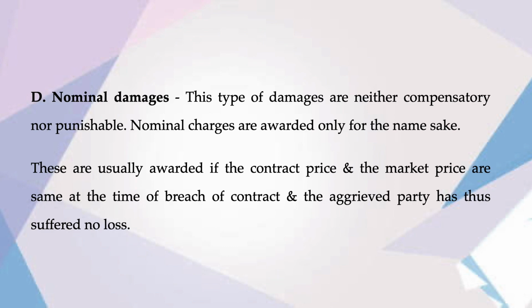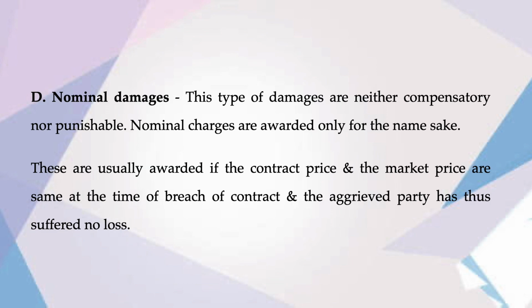The fourth kind of damage, nominal damage. This type of damages are neither compensatory nor punishable. Nominal charges are awarded only for the namesake. So these are usually awarded if the contract price and the market price are same at the time of breach of contract and the aggrieved party has thus suffered no loss.